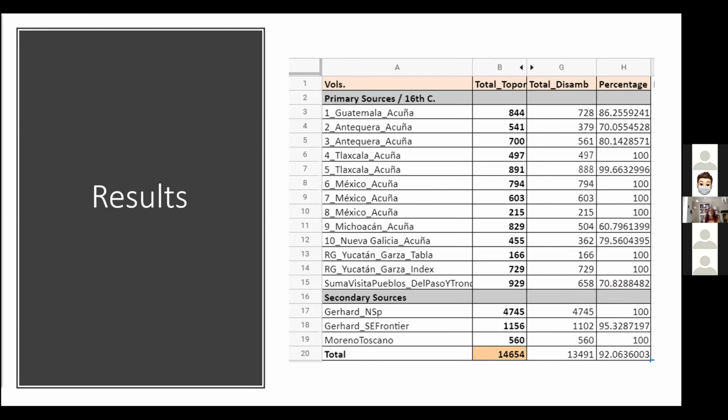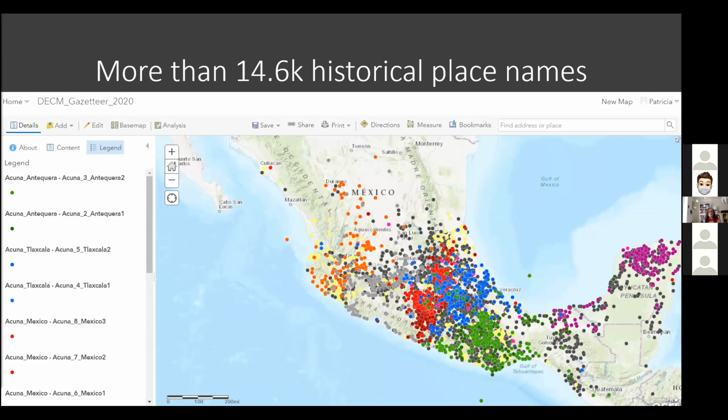And as you can see, we achieved quite a remarkable percentage of disambiguation for the majority of sources, where at least 6 of them, sorry, we achieved 100% disambiguation of toponyms for all of these sources. And the results of this now are a series of things, right?